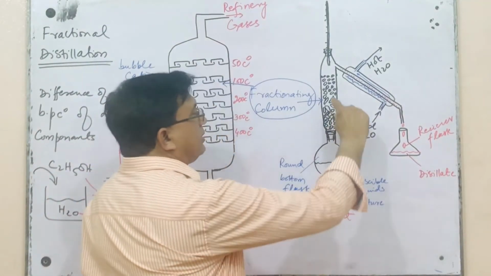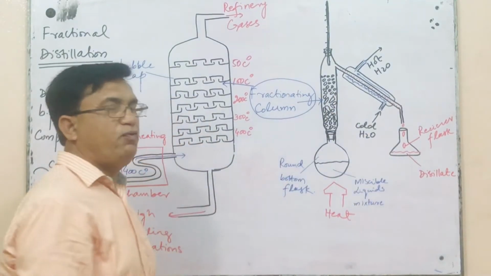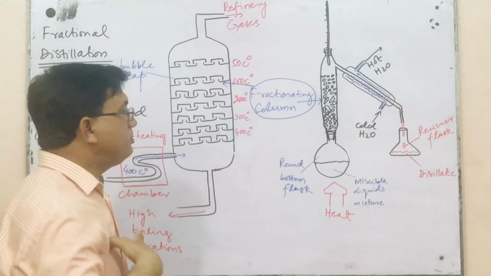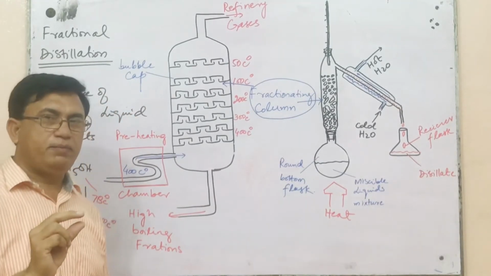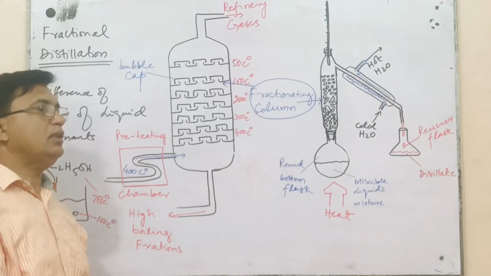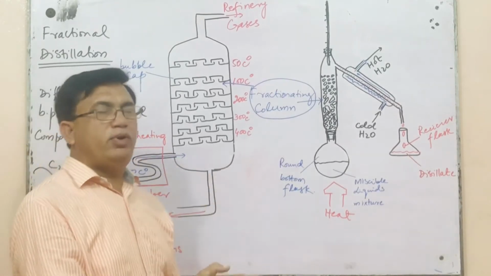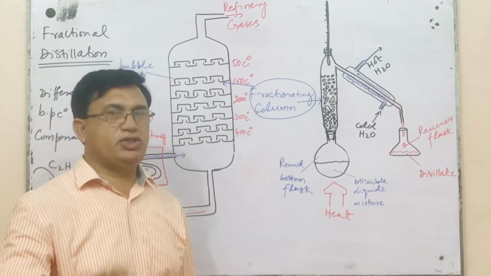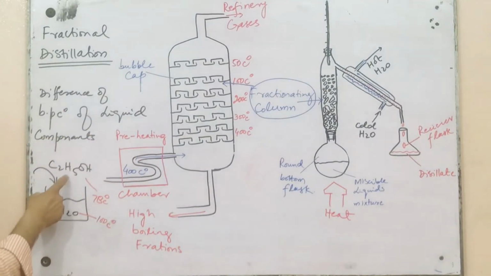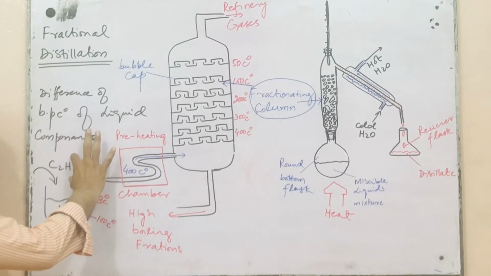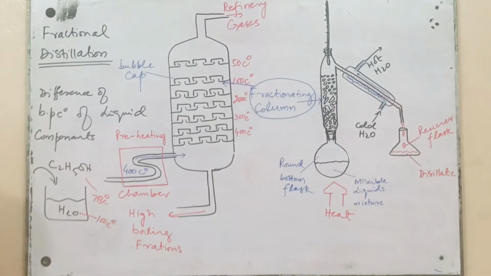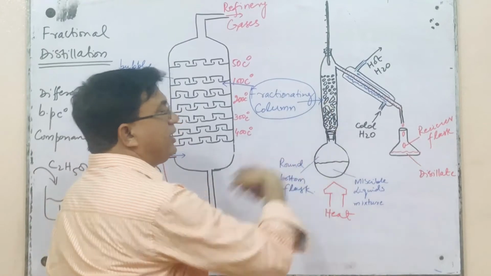Now, this is the fractionating column. What does fraction mean? Fraction means part. If we have a mixture, then all the components of a mixture are called fractions. As I have given the example of this water and ethanol mixture, ethanol is one component and water is the second component. Ethanol is one fraction and water is the second fraction. So this is called a fractionating column.